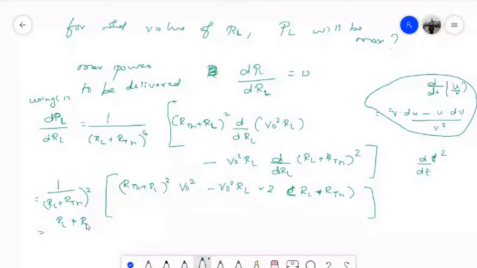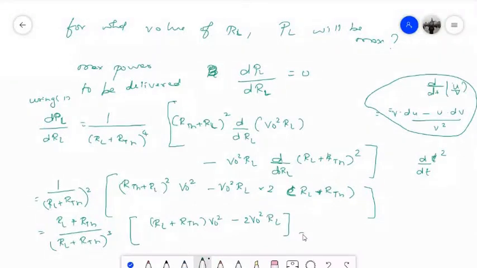So here you have RL plus RTH V0 square minus V0 square RL, 2 V0 square RL. Now you can again take V0 square also outside. Ultimately you will be getting V0 square, RTH plus RL minus 2 into RL, divided by RL plus RTH the whole cube.